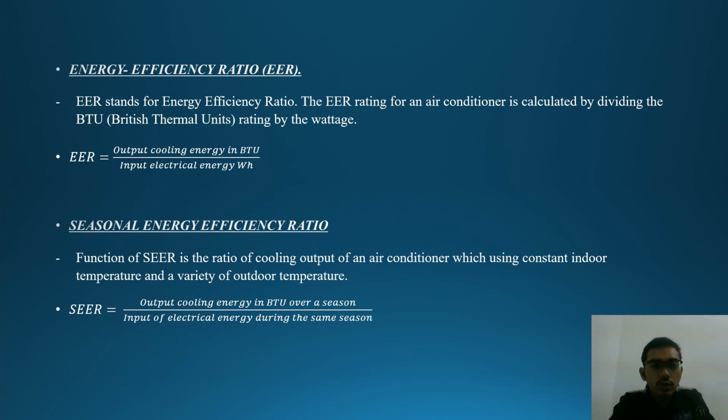The next one is the energy efficiency ratio, or EER, which is used to rate an air conditioner. It is calculated as the output cooling energy in BTU divided by the input electrical energy. The SEER, or seasonal energy efficiency ratio, gives the ratio of the cooling output of an air conditioner, and the formula is quite similar to the EER.